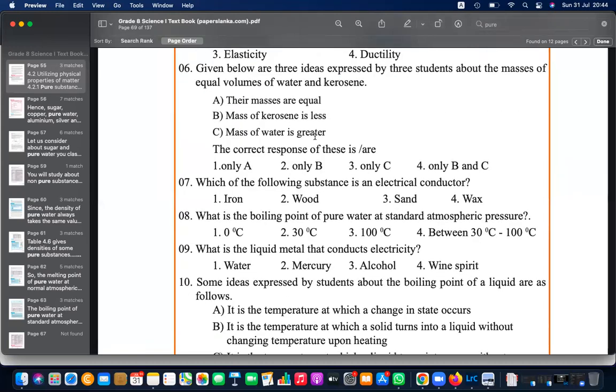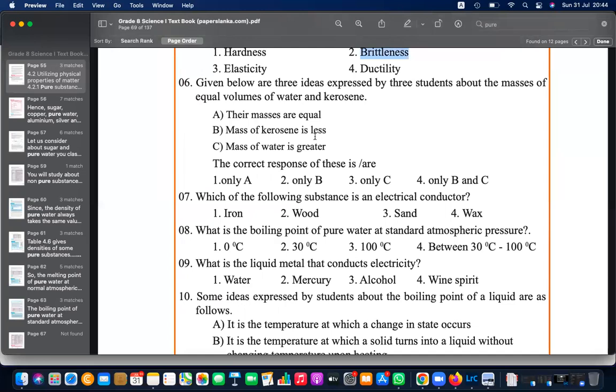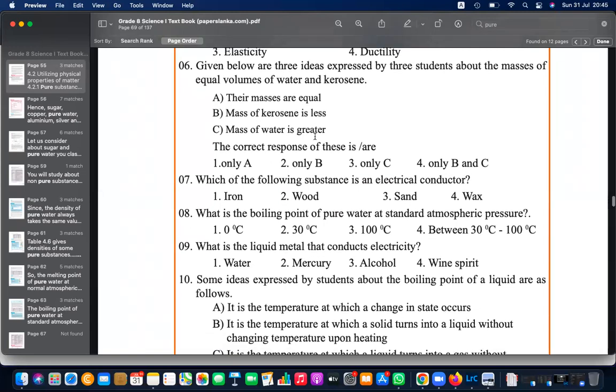Okay, 6. Given below are three ideas expressed by three students about the masses of equal volumes of water and kerosene. Their masses are equal. Mass of kerosene is less. Mass of water is greater. So what do you think? Mass of kerosene is less, because an equal amount is taken.